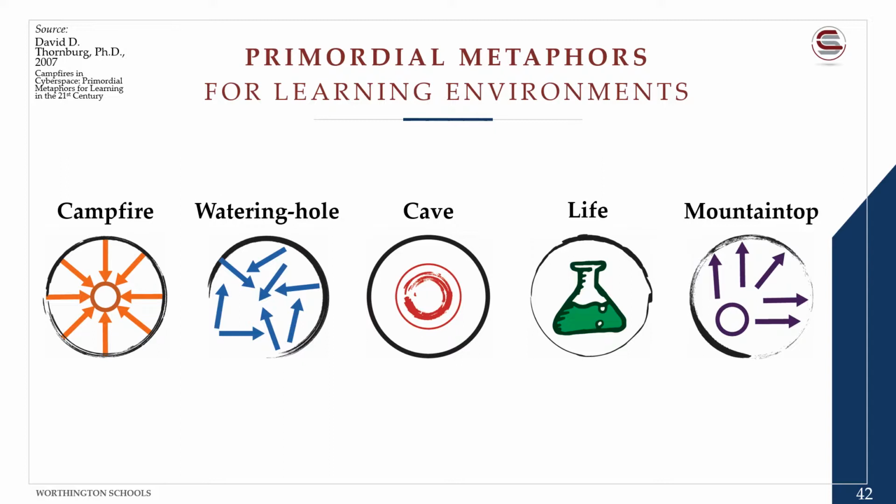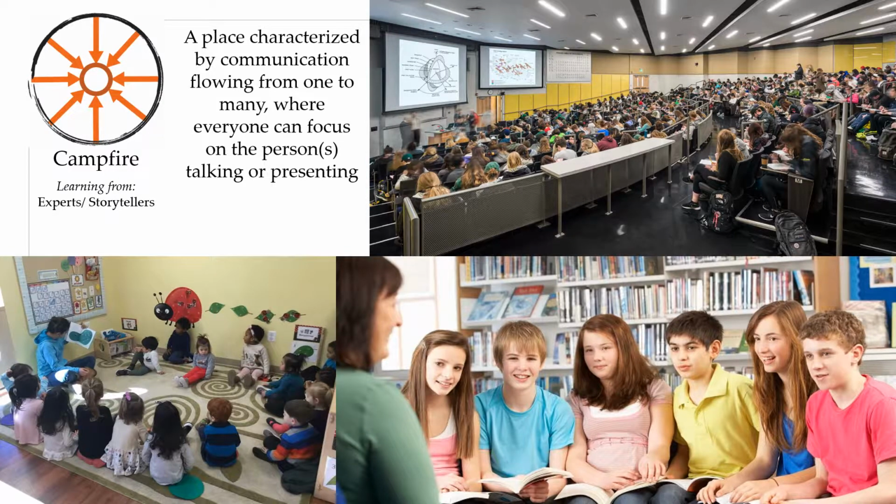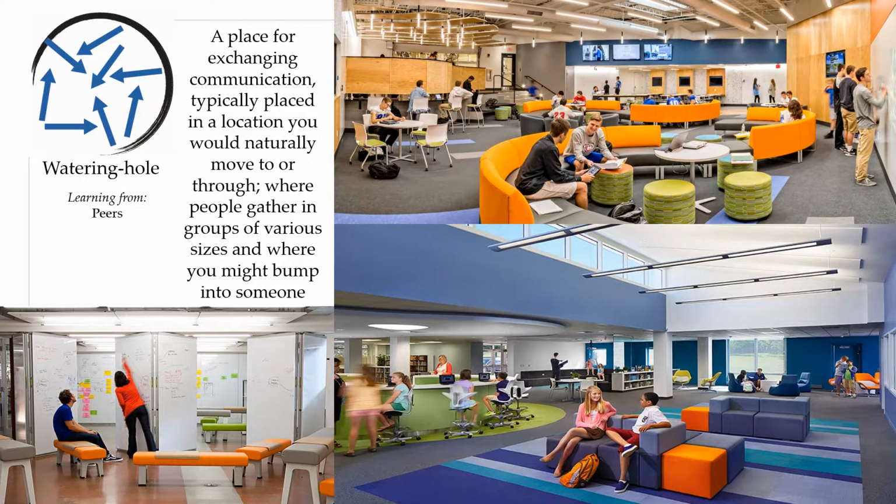The campfire is, as it sounds, a place where communication flows from one to many, where everyone can focus on the person that is talking. Watering hole is used as an informal type of place for exchanging communication, places that you just naturally evolve to while you're in a building.